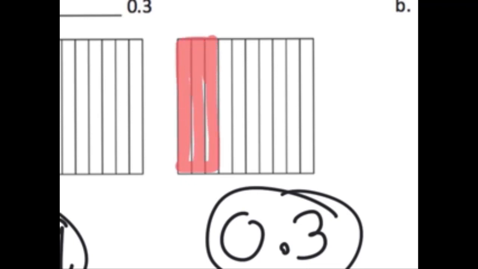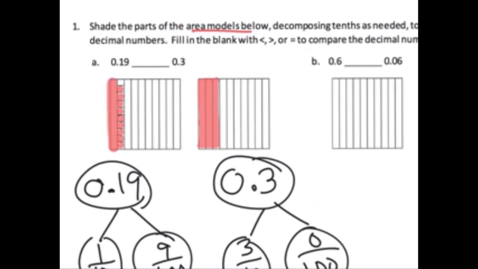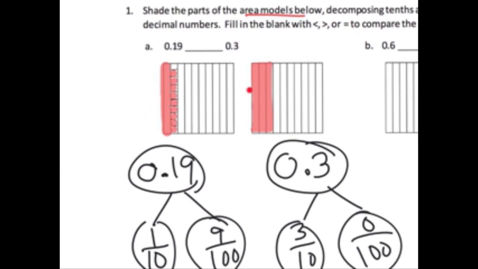So there is our shading in for 3/10, and that immediately makes it super easy to compare. We can see that this only has 1/10, while this has 3/10. Case closed. We're done. It doesn't matter that we have these extra 9/100 here, because these 3/10 beat this 1/10, and case closed. We are now done.